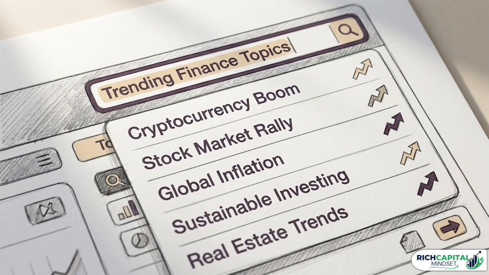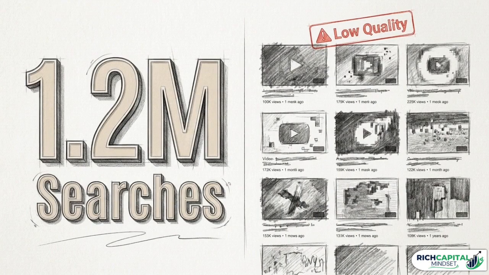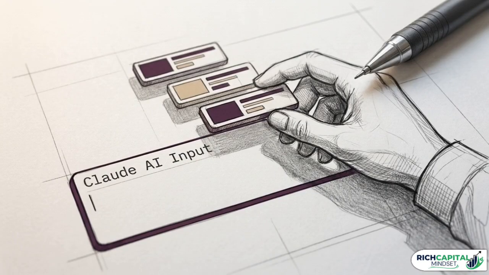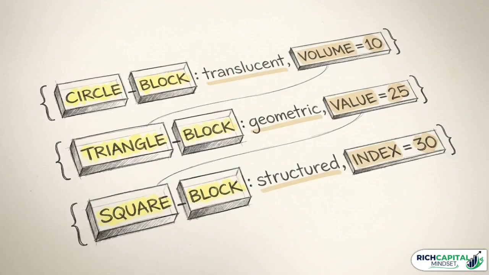Once you select a high-value category, use Claude AI to analyze trending topics within that space and identify content gaps, specific micro-topics that have high demand but low production quality. Next, feed the titles of top-performing videos from those gaps into Claude. Instruct it to decode the structural patterns that make those competitors highly clickable.